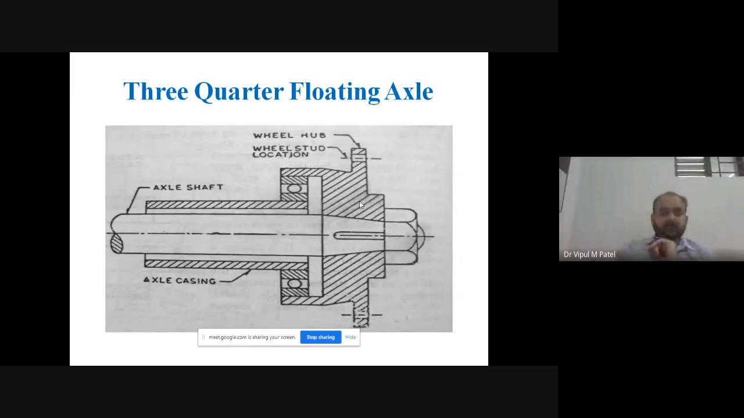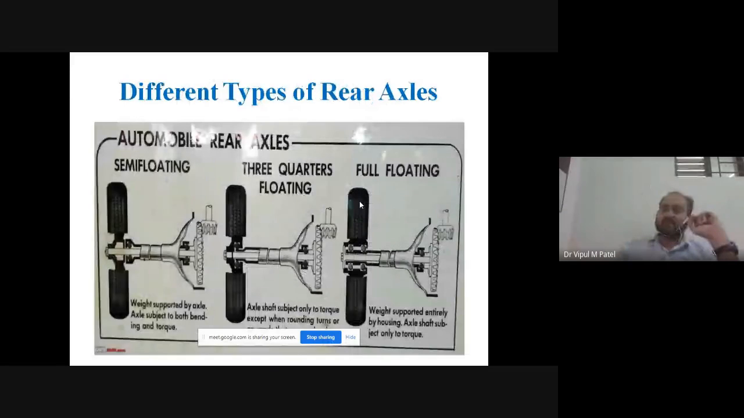Now this is the figure of the three different types of rear axles that we have already discussed. The first one is a semi floating, the second one is a 3/4 floating, and the third one is a full floating axle. So as we have seen in the figures of these three different rear axles, semi floating, 3/4 floating, and full floating, you can see the major difference between them.